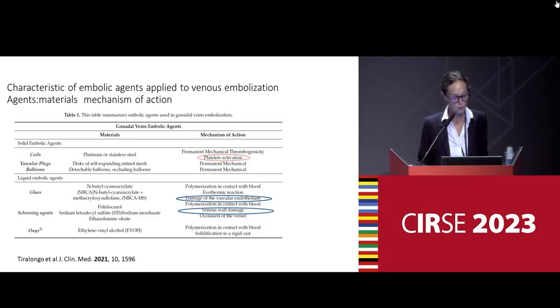What do we have? In our tool, we have solid embolic agent, coils, vascular plugs, balloons. When using coils, there is a small difference because the occlusion depends also to platelet activation, but usually it's not a problem in PCS. We have some liquid embolic agents, glue, NBCA, Glubran, sclerosing agents, and EVOH-based embolic agent. Pay attention that you only have a true damage of the vascular endothelium when using glue or sclerosing agent.